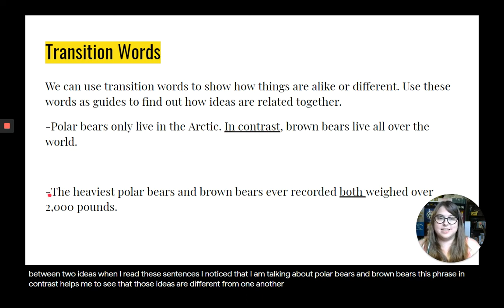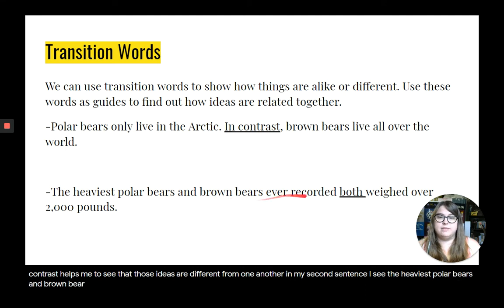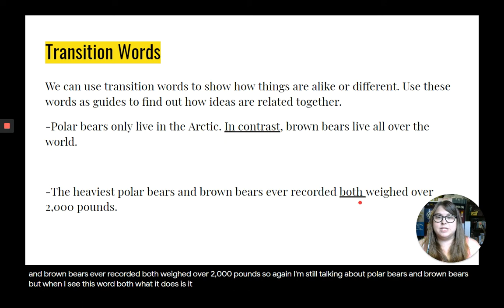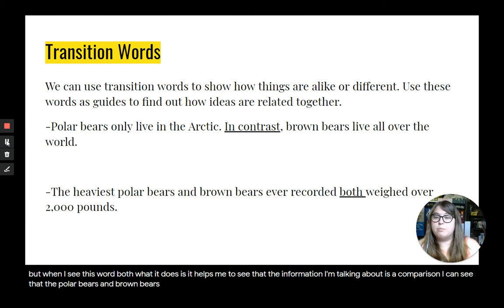In my second sentence, I see the heaviest polar bears and brown bears ever recorded both weighed over 2,000 pounds. So again, I'm still talking about polar bears and brown bears, but when I see this word both, it helps me to see that the information I'm talking about is a comparison. I can see that the polar bears and brown bears both share this in common, so it is a comparison.